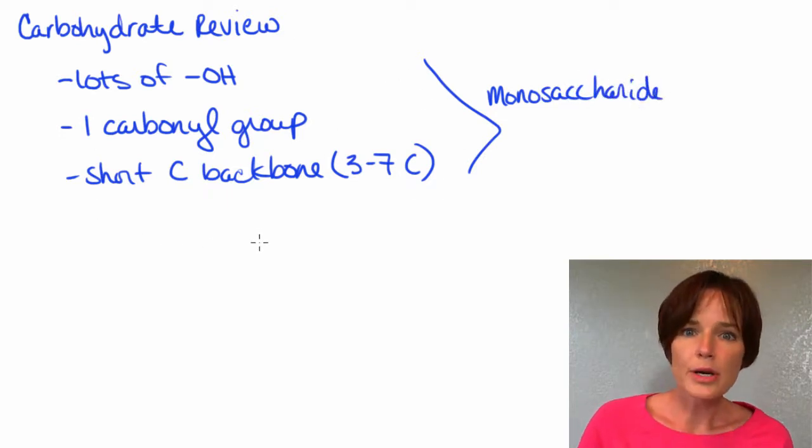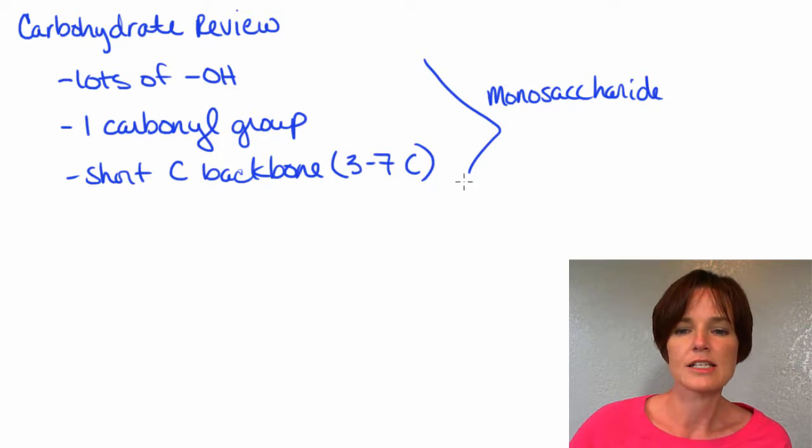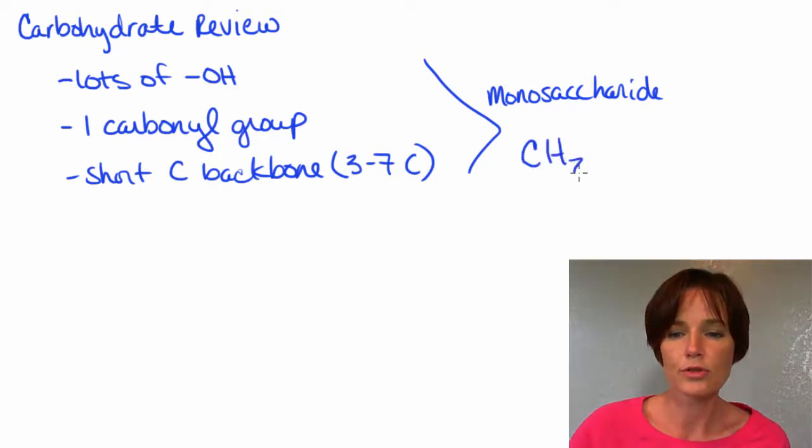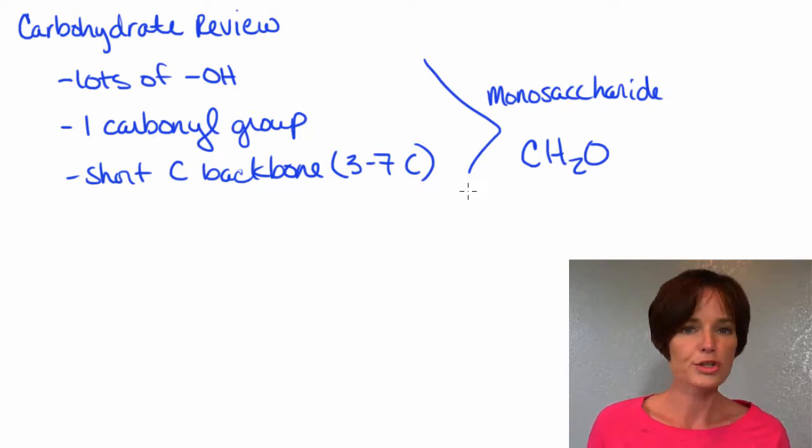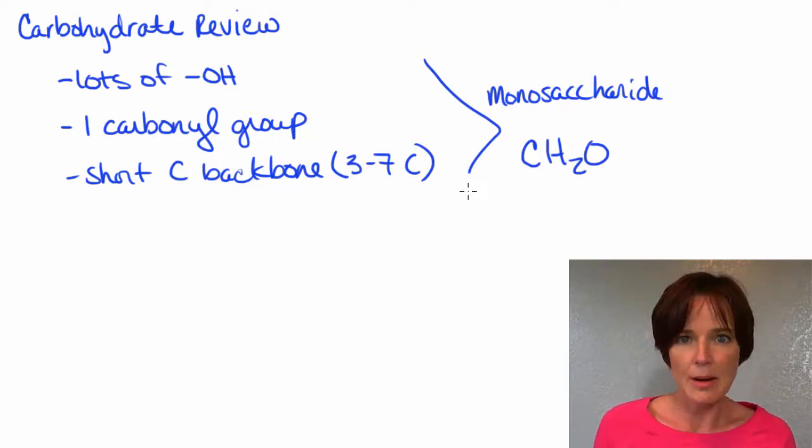Now, once we put all of this together, what we're going to find is that our monosaccharide has a molecular formula that's some multiple of CH2O, meaning that we're going to have one water molecule for every single carbon that we have in that molecule.